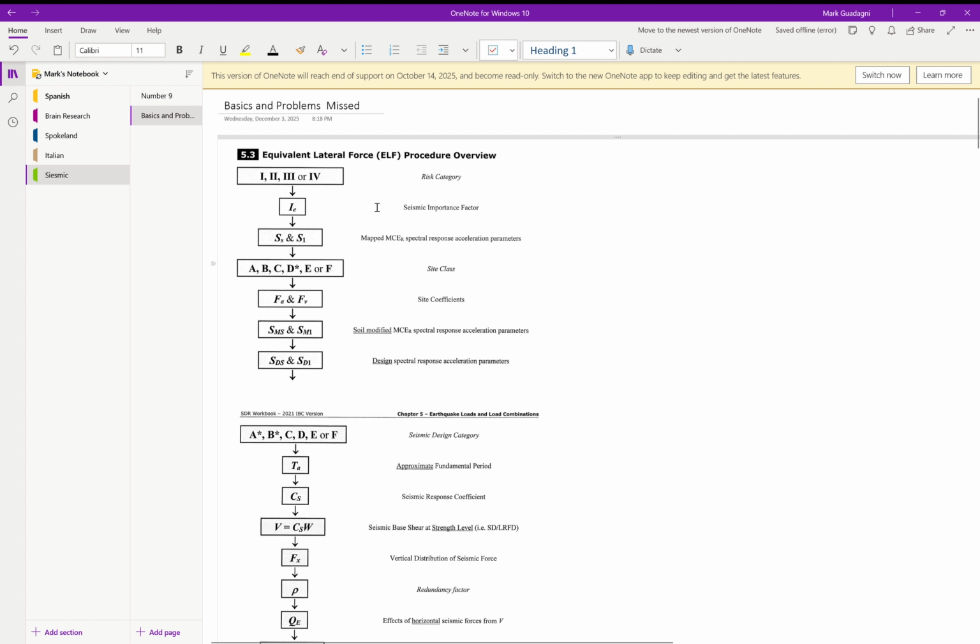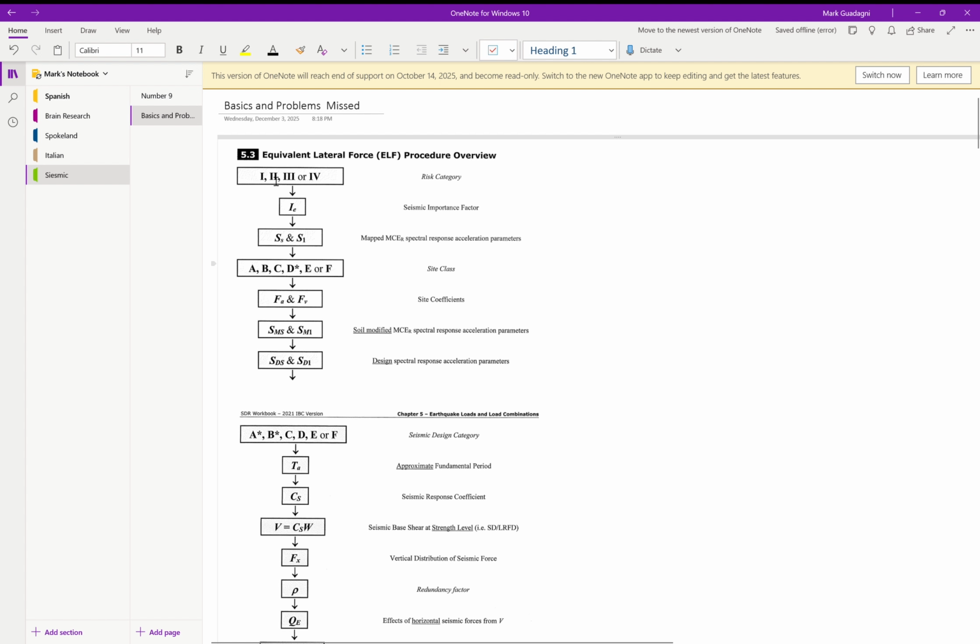So let's just take this step by step. It's a lot of material. People study roughly 200 hours for this test, but let's just break it down into small pieces and start first with the risk category. So risk category has four different things.